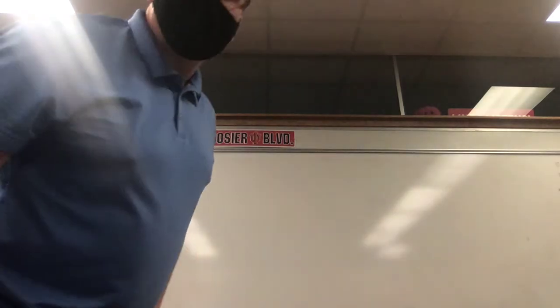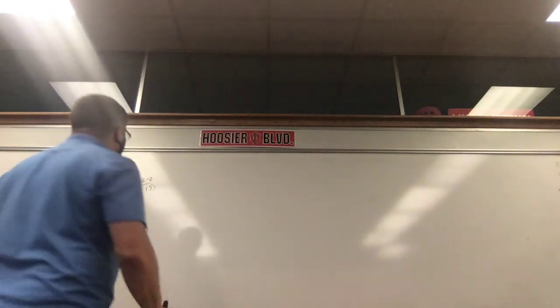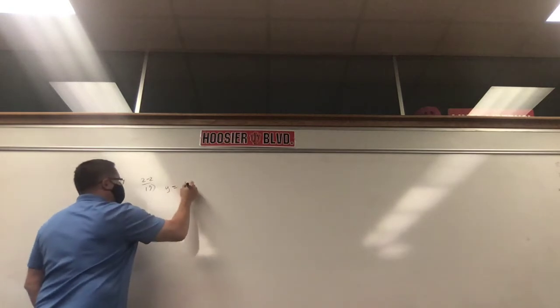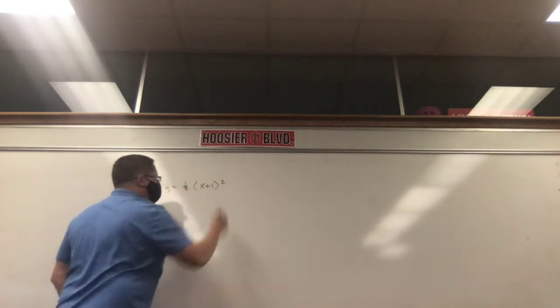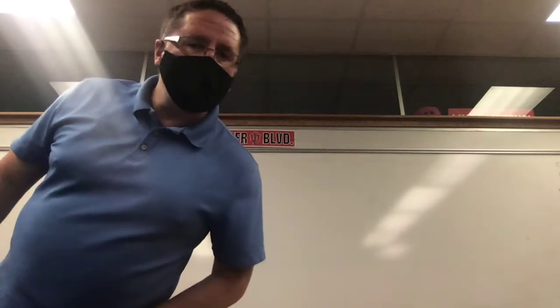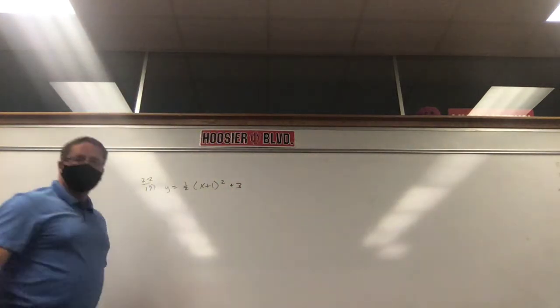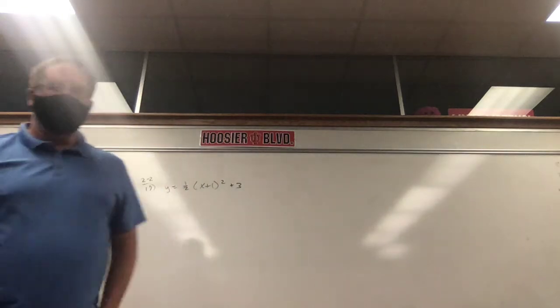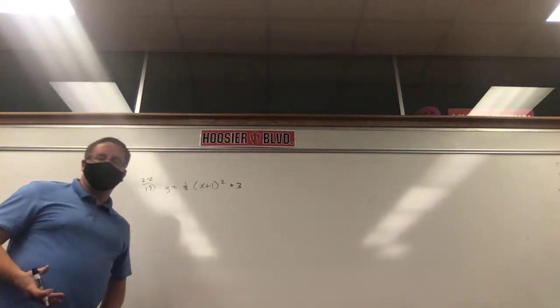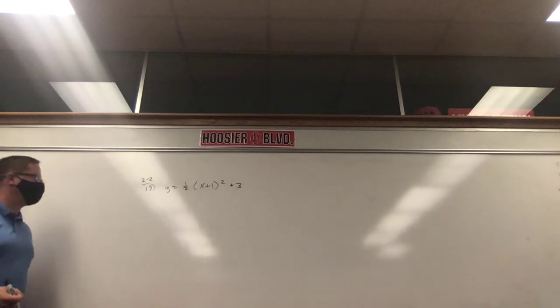So number 17, we have y equals 1/2 (x plus 1) squared plus 3. They want the vertex, the axis of symmetry, and they want us to graph this thing. Actually, it doesn't say what is the vertex and what is the axis of symmetry. We're going to name them, though.